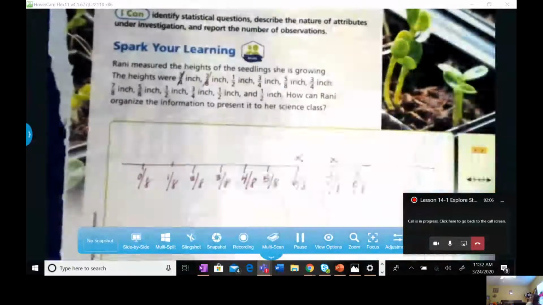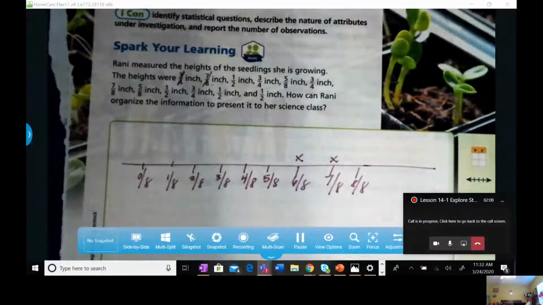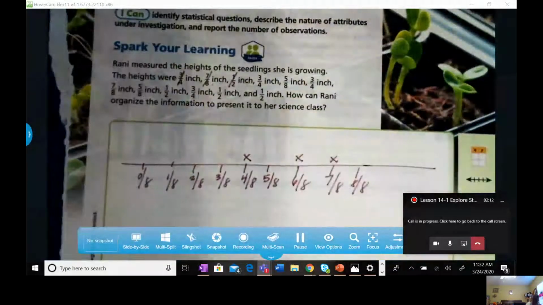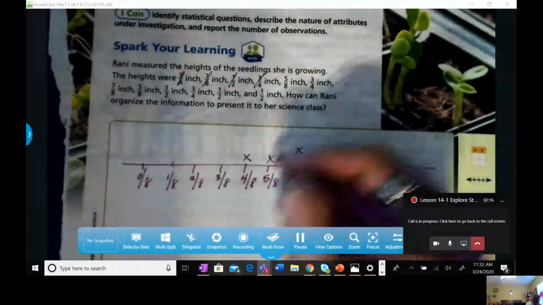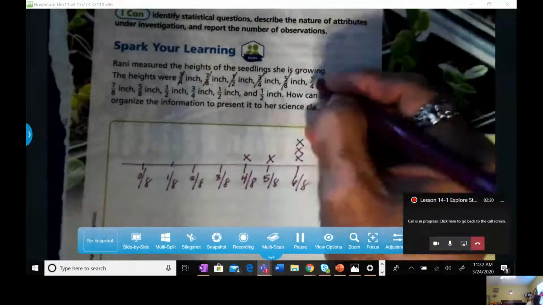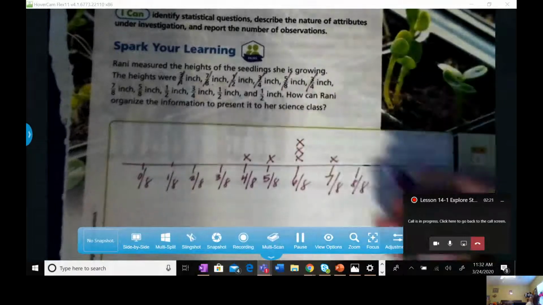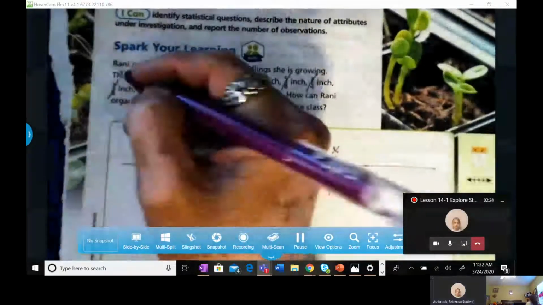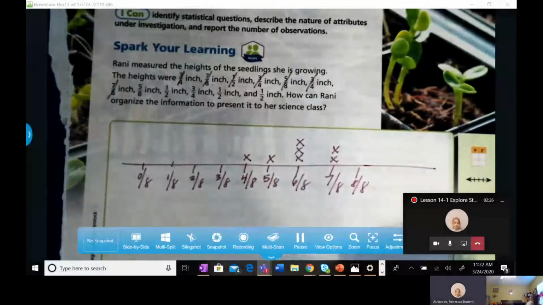7/8. 1/2 would be 4/8. 3/4 would be 6/8 again. 5/8. 3/4 would be 6/8. 7/8 is just 7/8.